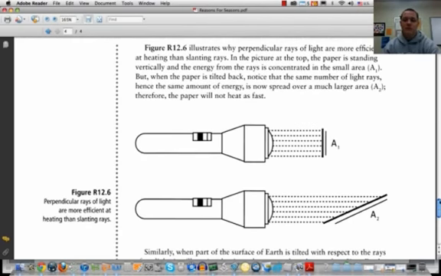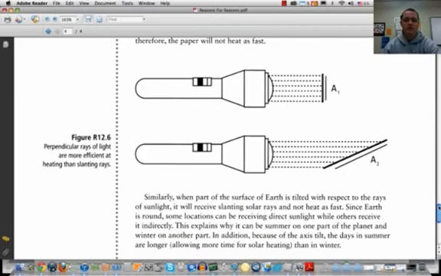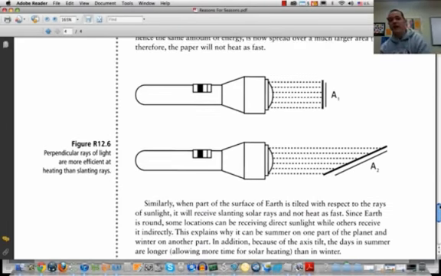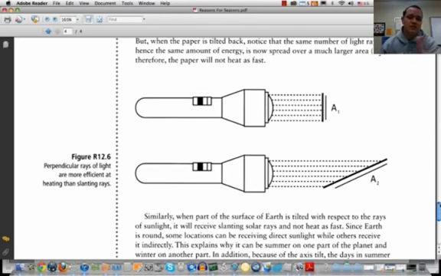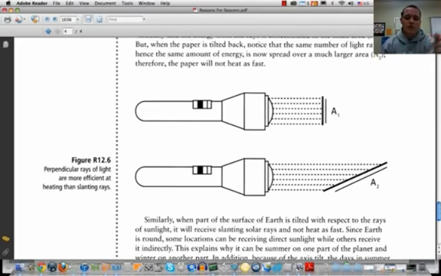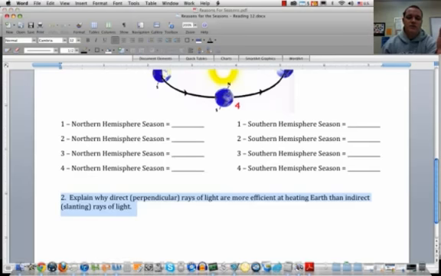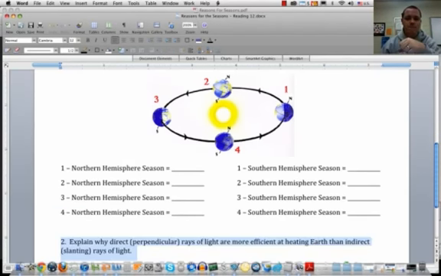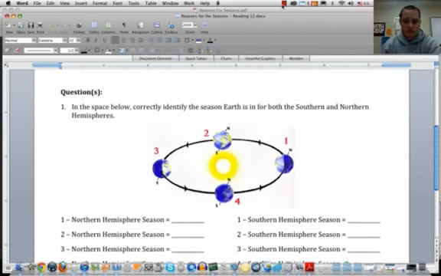So as you're reading through this, you want to be thinking about what the causes of seasons are, why we have them, talking about direct and indirect sunlight, and while you're doing that, be thinking about what season each part of the northern and southern hemisphere is in, depending on where the Earth is located as it revolves around the sun. Okay? If you have questions, let us know.